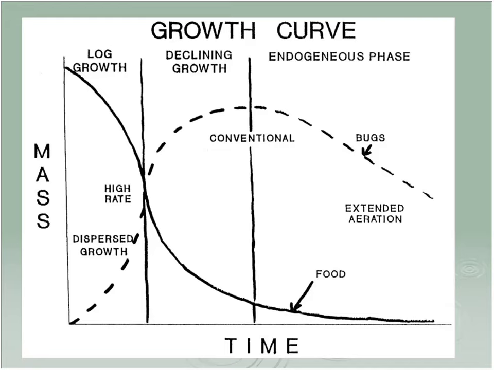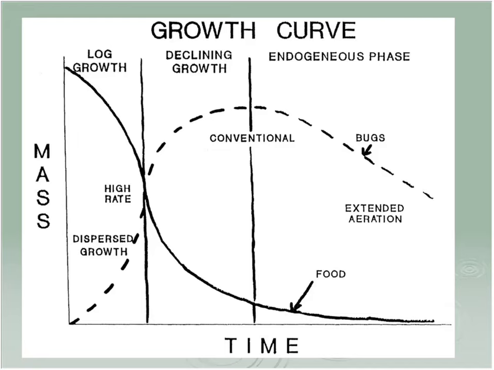In the declining growth stage, now you've got to start looking for the food. You've got to compete for it. So the growth rate slows down, and our food is still dwindling here, coming down. Finally we get into the last phase, which is called endogenous phase, where there's very little food, but we've got a lot of bugs.